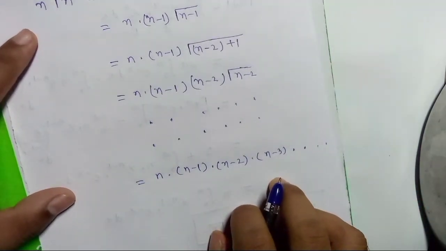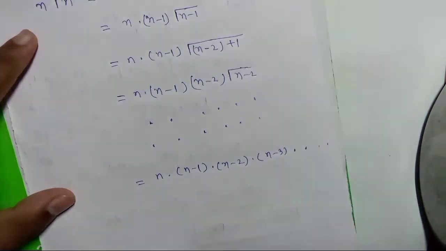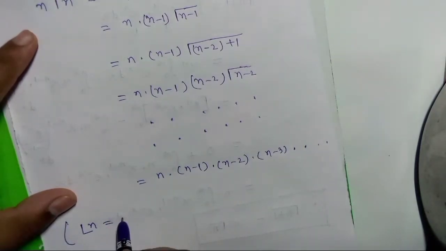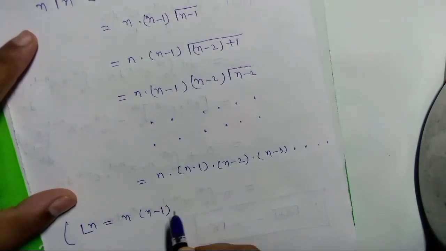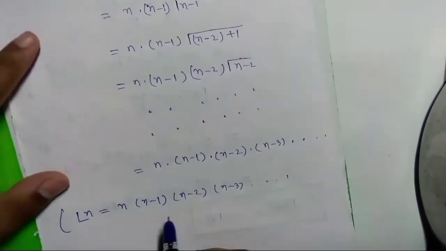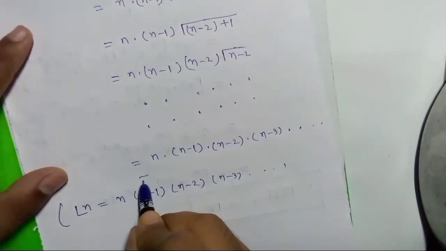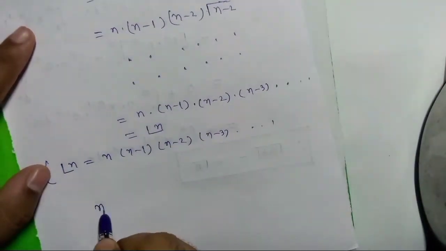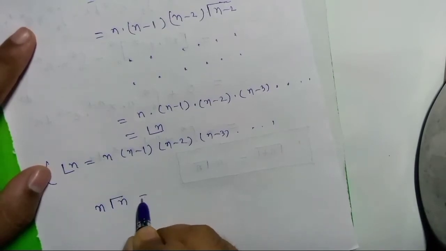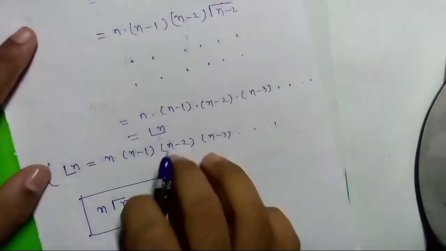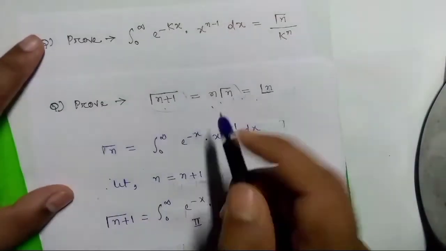And we know factorial n is equal to, we read in class 11, this n into n minus 1 into n minus 2 into n minus 3 and so on. So we can write this will be factorial n. So we can write n gamma n is equals to factorial n. So we proved the second one also.